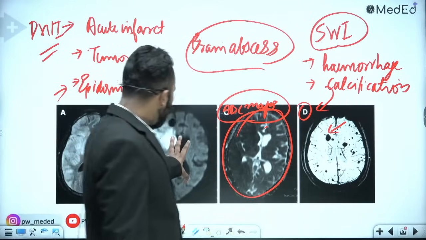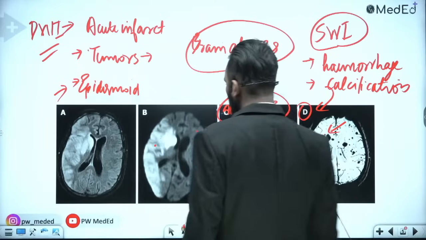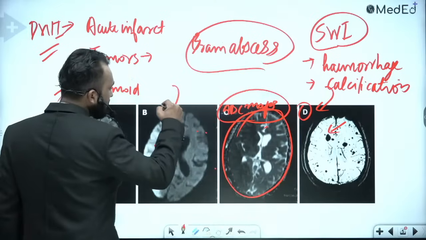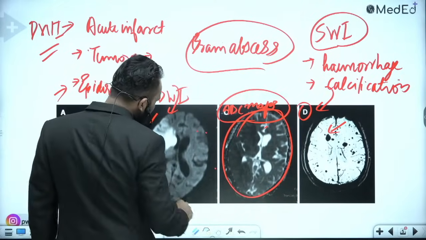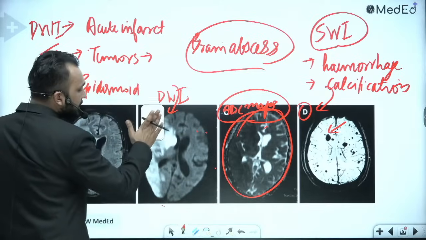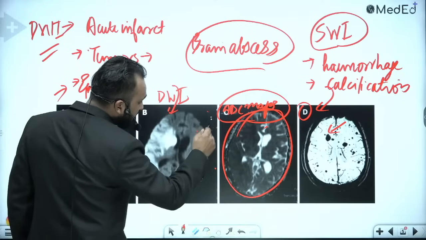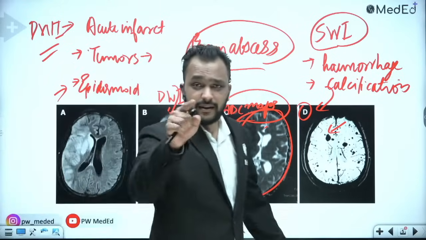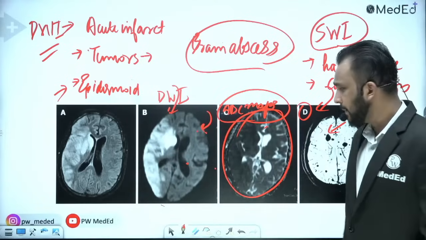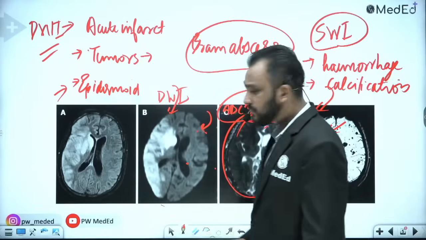Remember, it will be an image of poor quality. This diffusion weighted image will be of poor quality. You will not be able to see the skull vault, you will not be able to see the subcutaneous tissue, and the quality of the image will also be very poor. And your CSF will appear dark. This is the way to identify a diffusion weighted imaging.